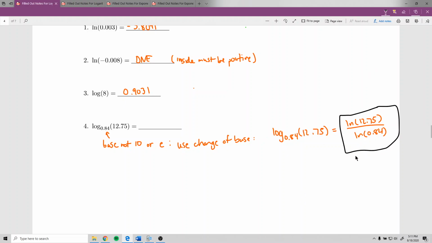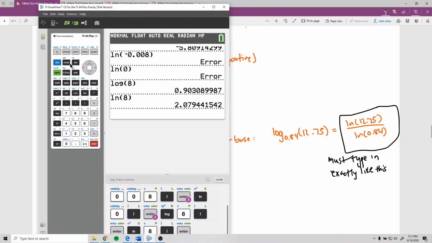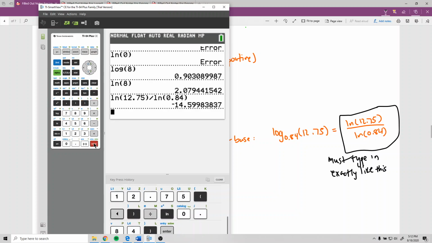Now, one thing I will say, and I'll show you with the calculator, is if you type it in any differently at all, cancel out the ln's, try to put them in one ln because it's not the same on the top and bottom, you will get it wrong. So you must type it in exactly like this. We got ln of 12.75, close the parentheses, divided by ln of 0.84, and we get negative 14.5998.